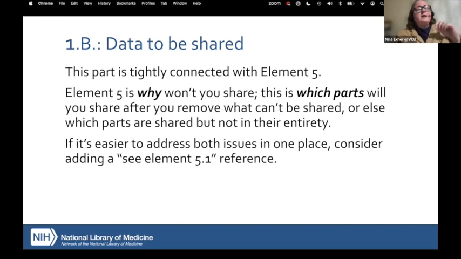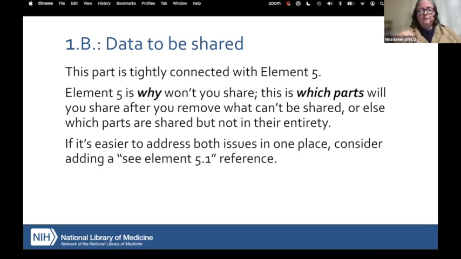This is really tightly connected with element 5 down the road. It's a little bit like how you write your abstract after you've written an article, or your PIs do. Element 5 is going to be why you won't share something. Element 1B is which parts you will share after you've removed the element 5, what you can't share. So it's easiest to think about both of them at once sometimes and not just start at the beginning and go through the end.